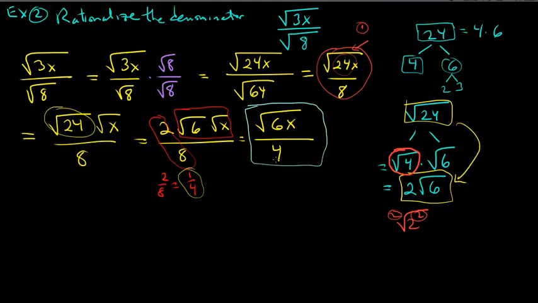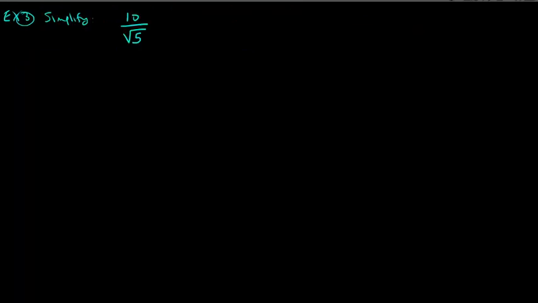Okay. All right, well, let's do one more. Just make sure that this makes sense. Okay. 10 divided by the square root of 5. Right. 10 over the square root of 5. We want to simplify that. Or, rationalize the denominator. Same thing. Right, so how do we do that? Well, just rewrite it first.